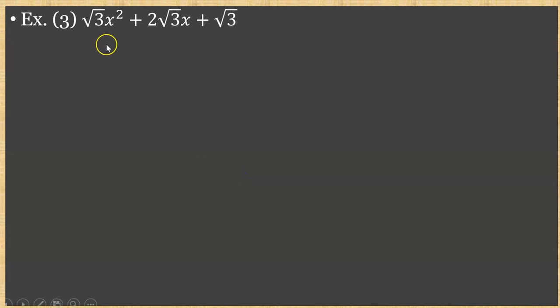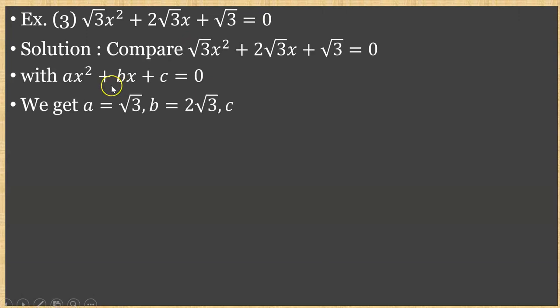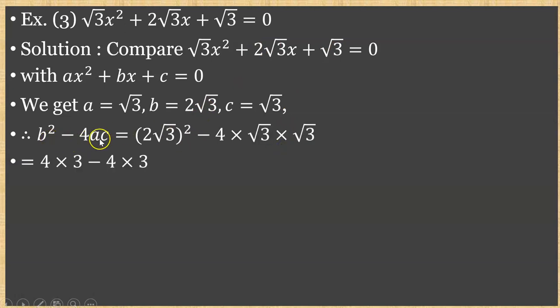Example number 3. Root 3 x square plus 2 root 3 x plus root 3 is equal to 0. Again comparing with ax square plus bx plus c is equal to 0. A is root 3, b is 2 root 3, c is root 3. Again we will put the values in b square minus 4ac: 2 root 3 bracket square minus 4, where a is root 3 and c is root 3.